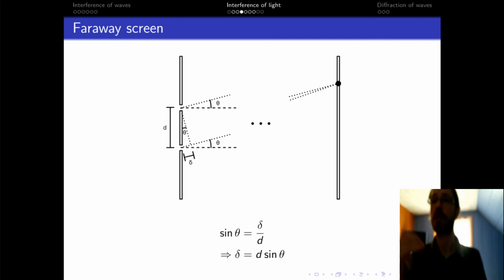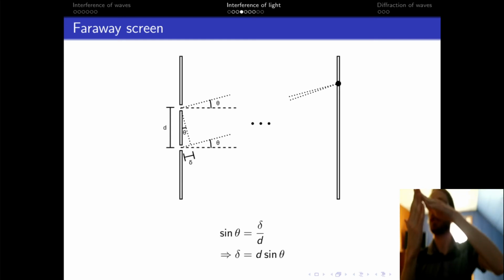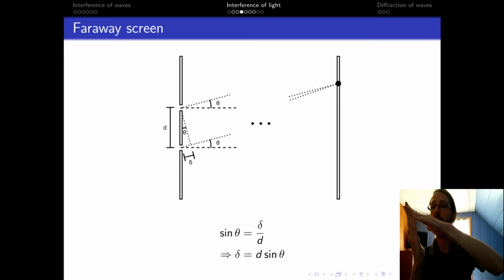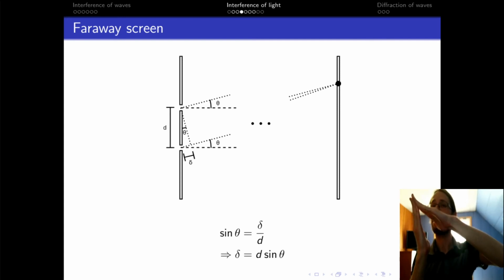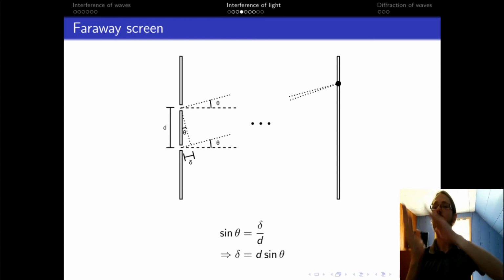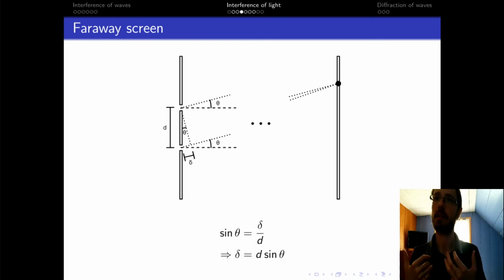They will be approximately parallel. If the screen was close by, they would have to cross very quickly, so they would not be able to be parallel. But if it is very far away, they will tend to be parallel. This is an approximation. It is not exactly true, but still, it will enable us to find the main effects of what we will see. So we'll take them, if they're very far away, to be approximately parallel. We'll do as if they were parallel.